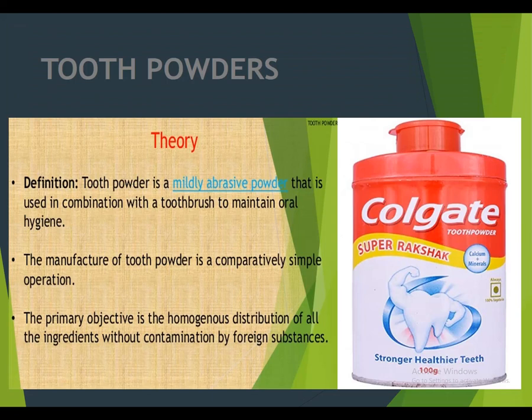Next is tooth powders. Tooth powder is a mildly abrasive powder that is used in combination with a toothbrush to maintain oral hygiene. The manufacturing of tooth powder is a comparatively simple operation. The primary objective is the homogeneous distribution of all the ingredients without contamination by a foreign substance.